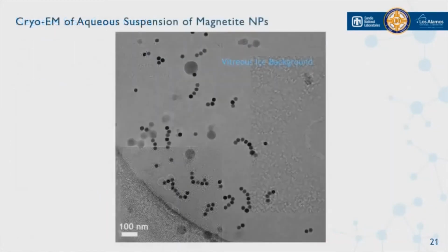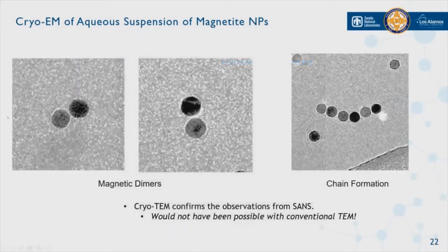So then we turn to cryo-EM. This is a solution of those hydrophilic polymer magnetite nanoparticles dispersed in water. We plunge freeze and look at them on the cryo-EM against a vitreous ice background, and we do indeed observe some of these higher order assemblies that the small angle neutron scattering experiments thought were there. And we do observe some magnetic dimers, and of course we do observe some formation of chains.